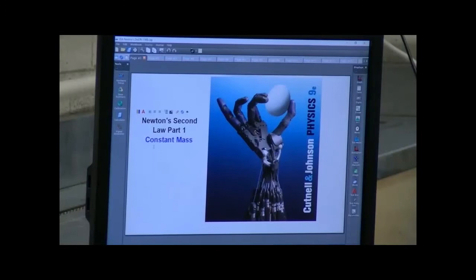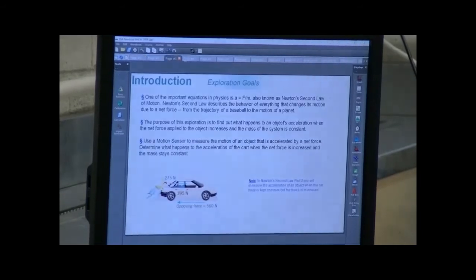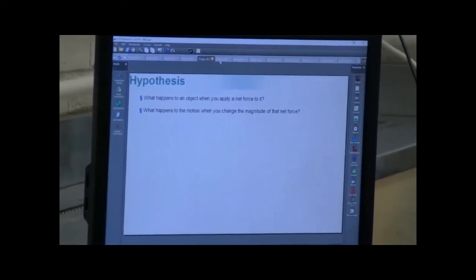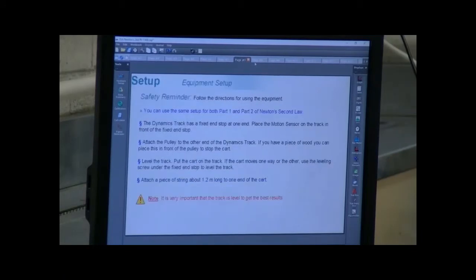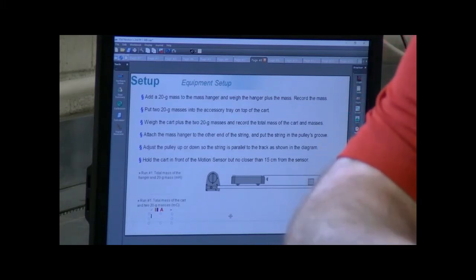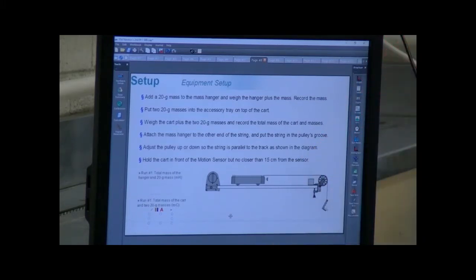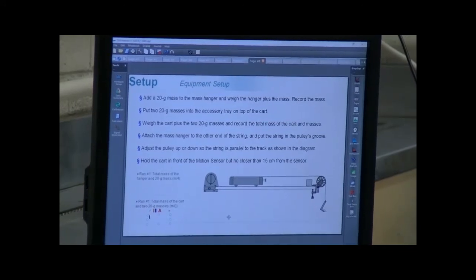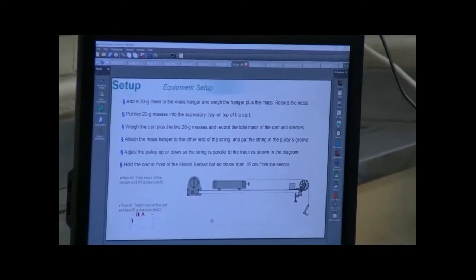Okay, so here we are going to do this Newton's second law experiment. So this is the first part where we're just going to keep the total mass of the system the same. So first, we're going to measure the mass of our cart with 2 20-gram masses. So the total mass of our cart and 2 20-gram masses. And then 2 20-gram masses we'll put on top of the cart.